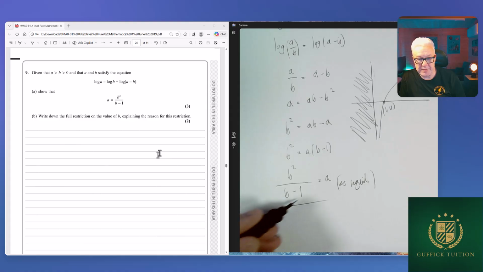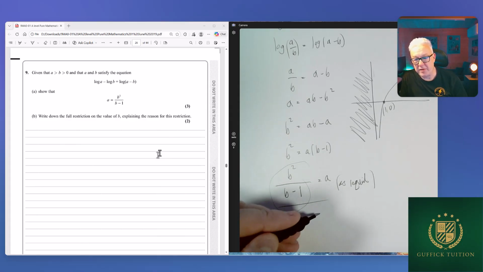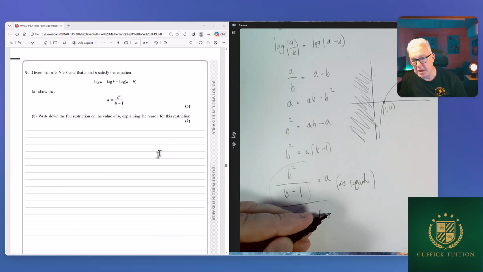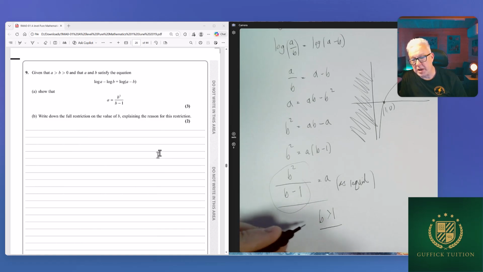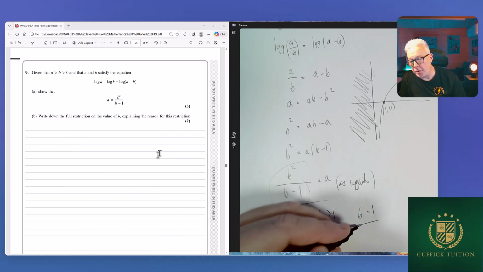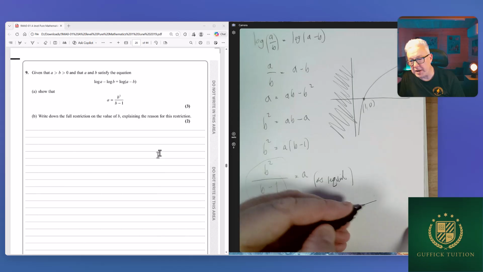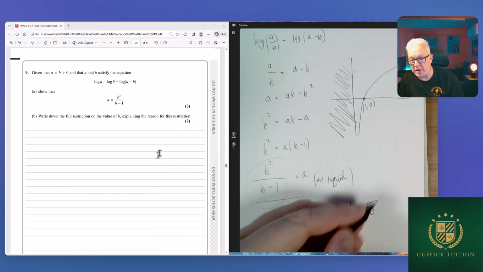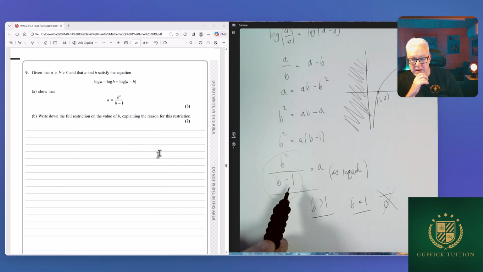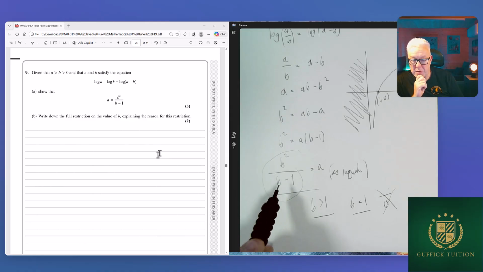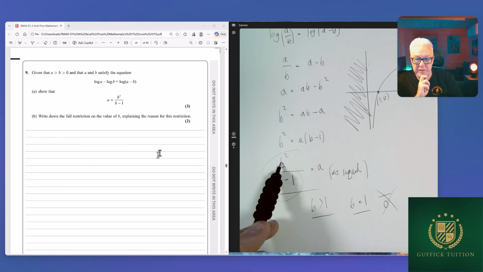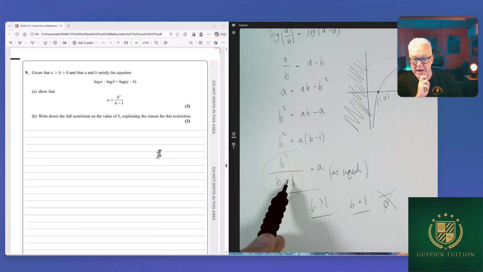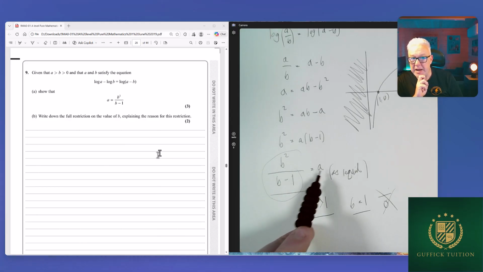So in this expression here, we're going to have that b is going to be greater than 1, because if b was equal to 1, we'd have something dividing by 0, which is undefined. So we can't do that. Now, if we had that b was less than 1, then we would have a negative value here in the denominator. But because it's squared, the numerator would be positive. So we'd have positive divided by negative, which means that a would be negative.